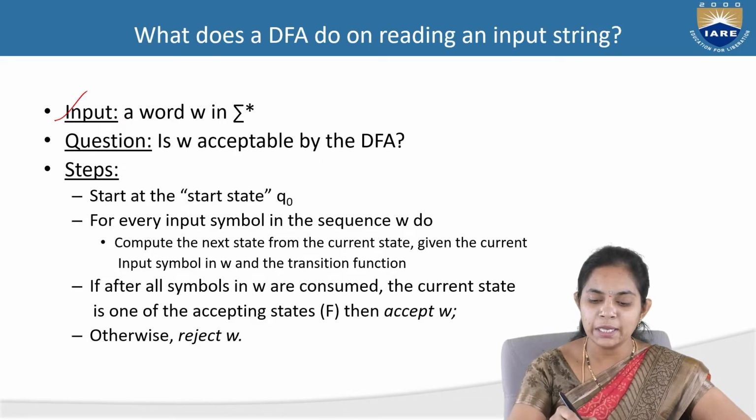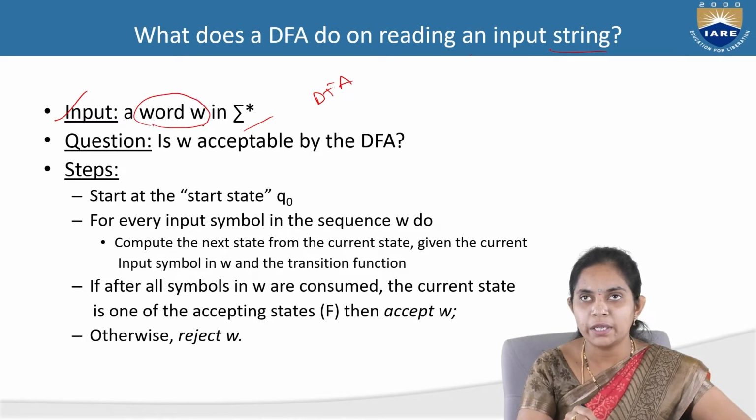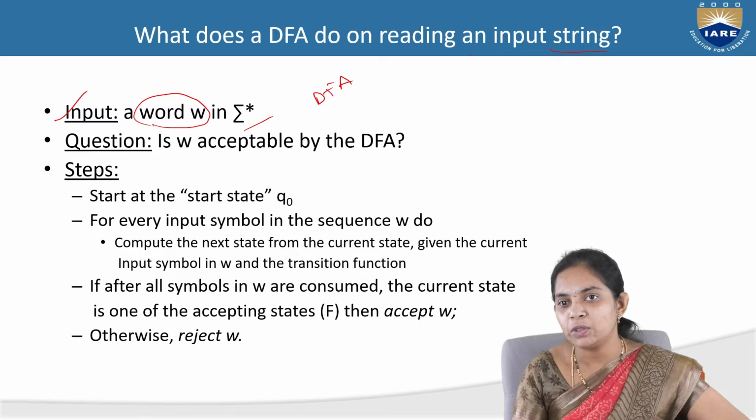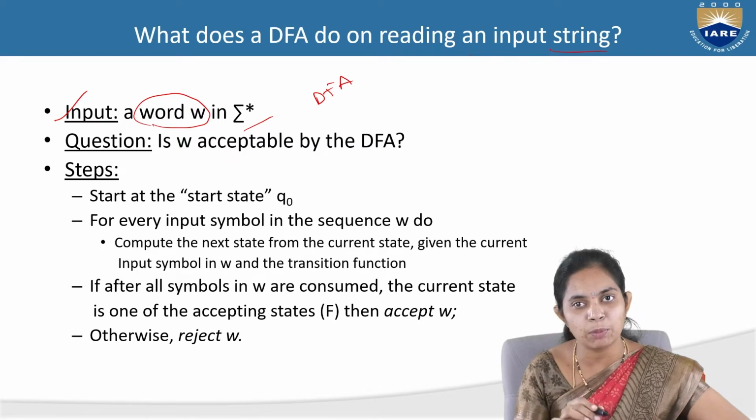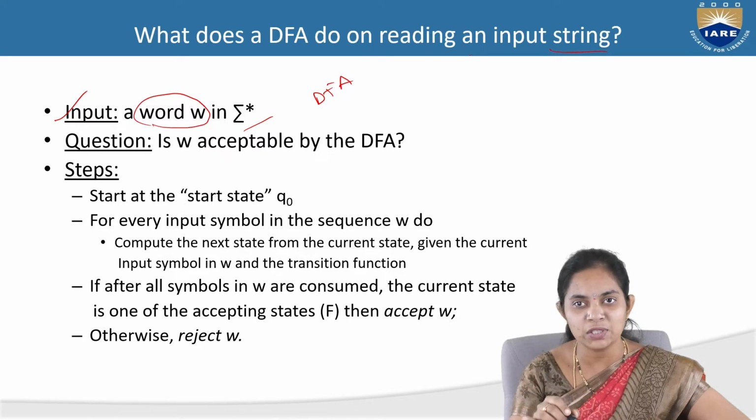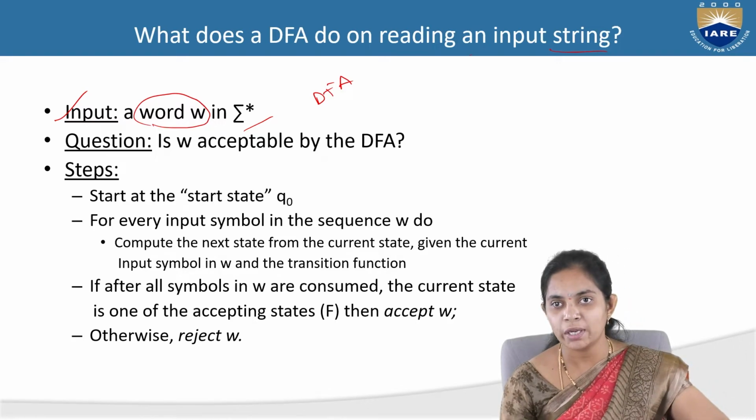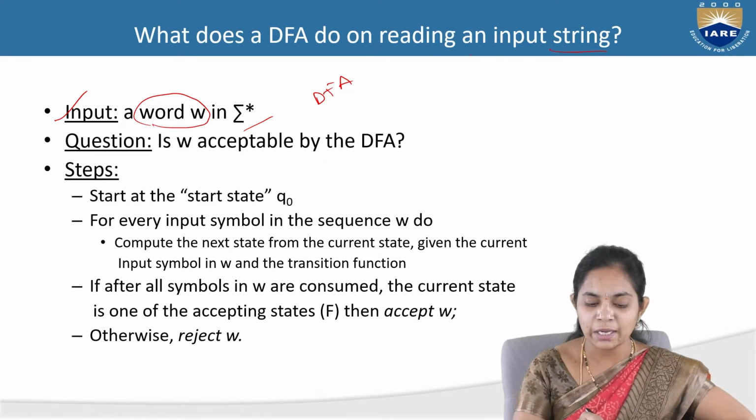So, reading an input string. The string which is given as input to the DFA machine is also called a word, W, and the question is: is W acceptable by the DFA? So this string given to the DFA, is it acceptable by this DFA or not? We have to check. If it is accepting, we end in an accepting state, and if it is rejecting, we end in a rejecting state. So what are the steps involved in DFA construction? We'll see.